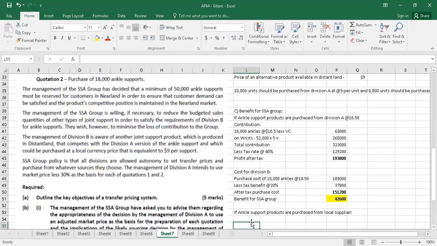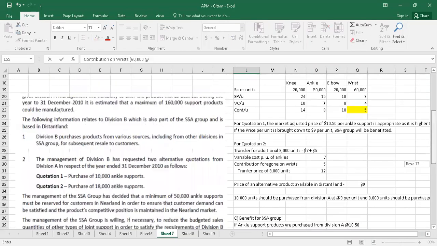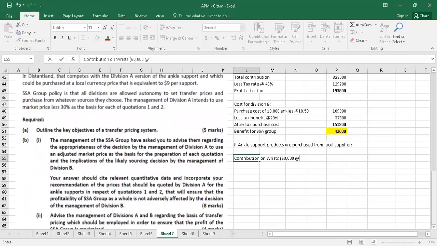If ankle support products are purchased from local supplier, then in that case, what will be the contribution that's generated? So there will be no cut down on the number of wrists that are manufactured. As usual, 60,000 wrists will be manufactured. Contribution on wrist, all 60,000 units. The contribution is $5.